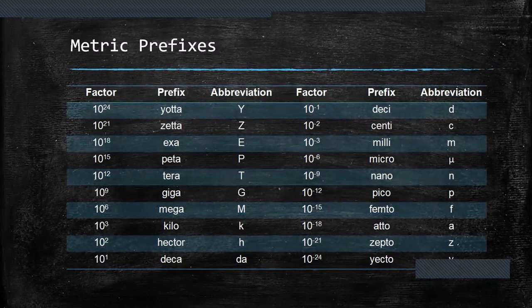In the first column, we can see the factor of 10. Second column, its equivalent prefix. In the third column, the abbreviation used.